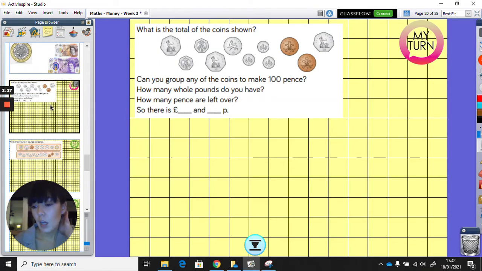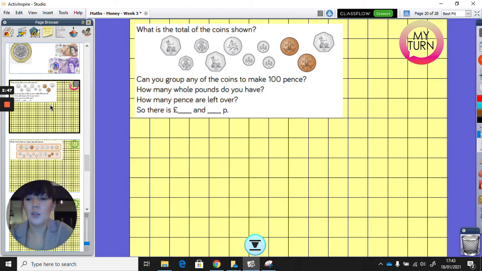Right, so today I'm going to have a little go. It's my turn, and then I'm going to ask you to have a go as well. The question is asking us, what is the total of the coins shown? There's quite a lot of coins there, so we've got to really think about how we're going to group them to make it easier.